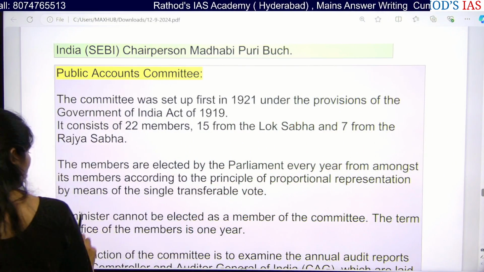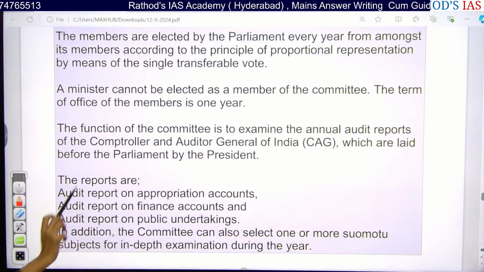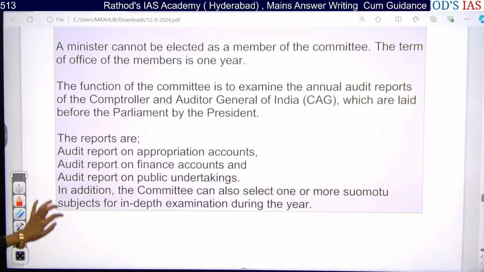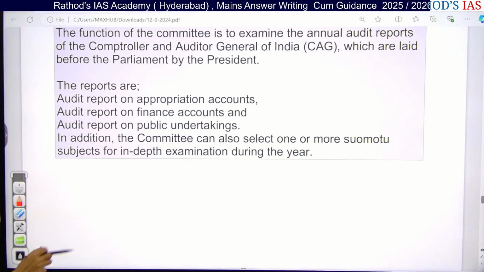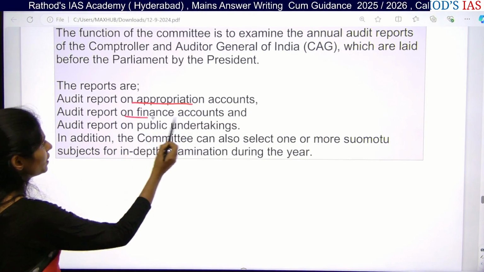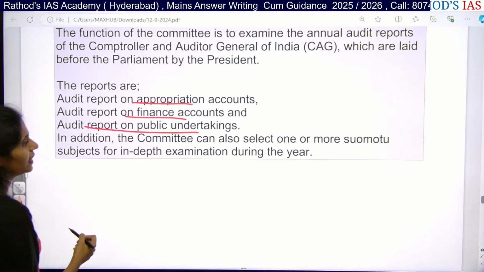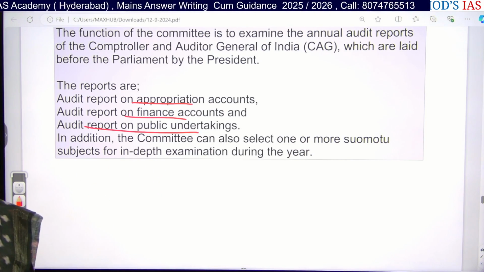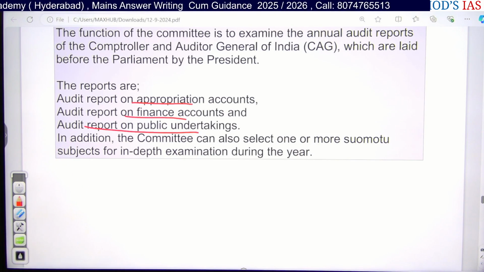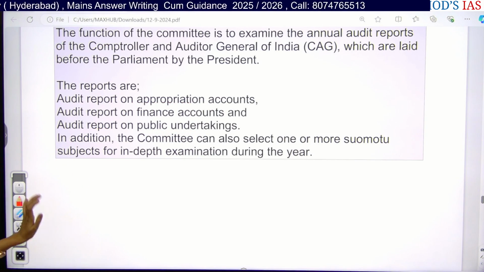And what is the function of this committee? They will be examining the audit reports which are given by the CAG, that is Controller Auditor General. So which are those reports? The first one is appropriation accounts, finance accounts, and report on public undertakings. And it even has the power to take suo motu cases for in-depth examination. So these are the powers of CAG as well as the PAC.